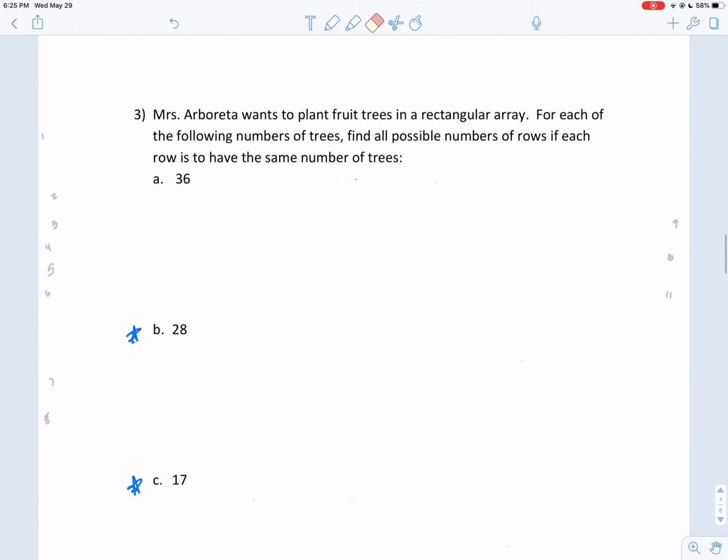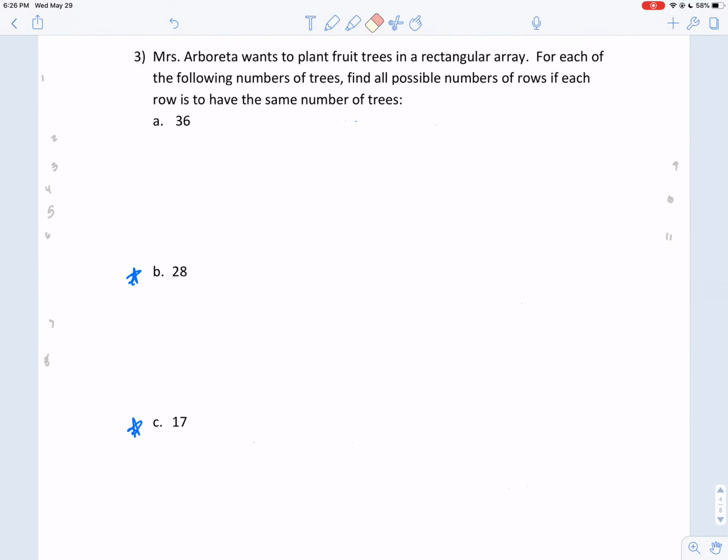Now this last problem talks about Miss Arborita, and she is wanting to plant fruit trees in a rectangular array for each of the following numbers of trees. She wants us to find all the possible number of rows if each row is to have the same number of trees. So let's start off with, let's say I have 36 trees and we're just going to have one row. It would look like that. One row with 36 trees.